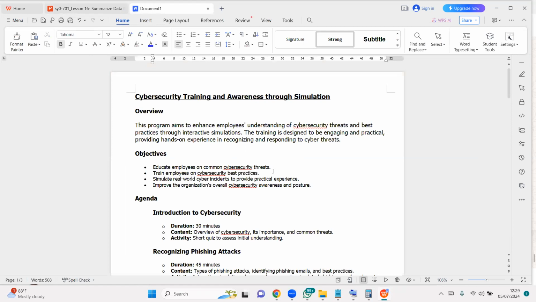This is a cybersecurity training and awareness simulation guide. Some of the objectives are to educate employees on common cybersecurity threats, train employees on cybersecurity best practices, and simulate real-world cybersecurity incidents so that they can have some practical experience. This is also going to help you improve the organization's overall cybersecurity awareness posture.